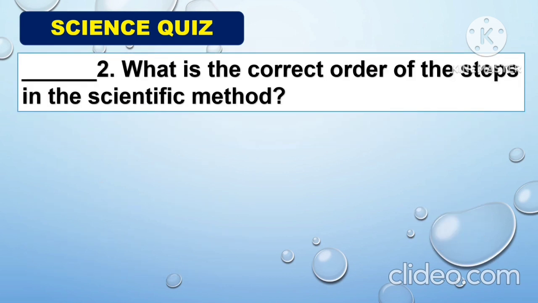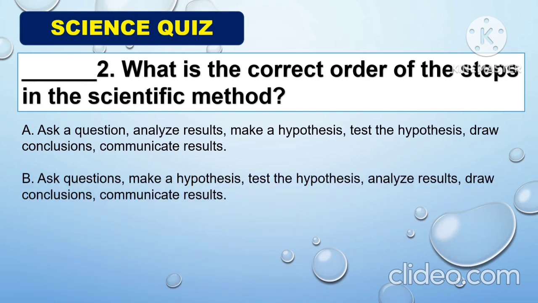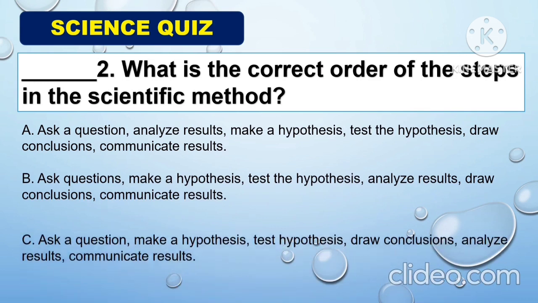What is the correct order of the steps in the scientific method? Letter A. Ask the question, analyze results, make a hypothesis, test the hypothesis, draw conclusions, and the last one is communicate results. Letter B. Ask questions, make a hypothesis, test the hypothesis, analyze results, draw conclusions, and communicate results.